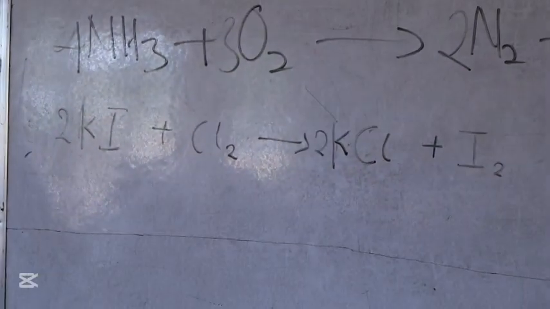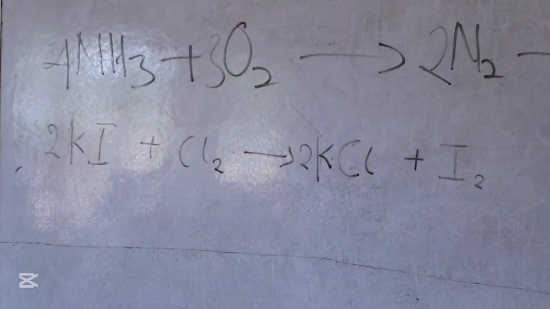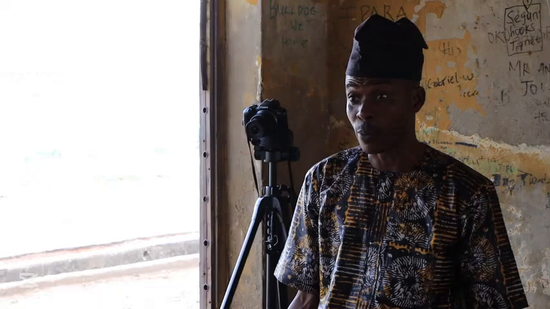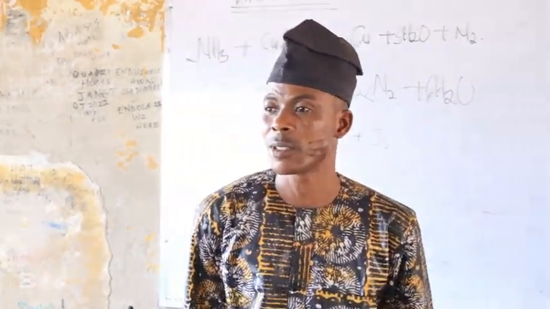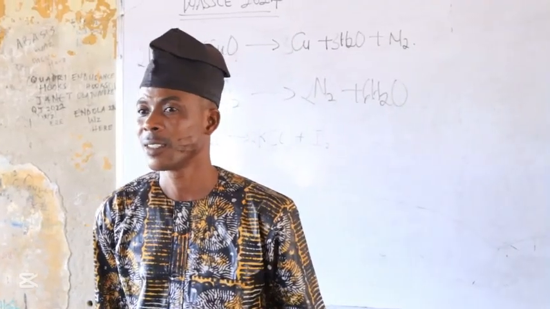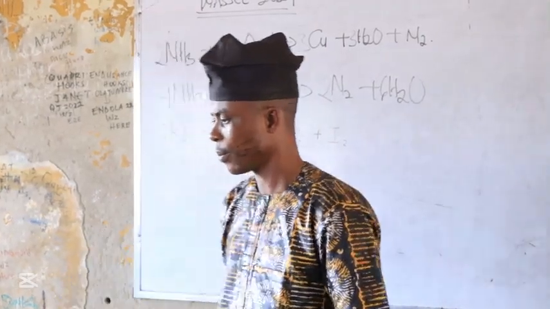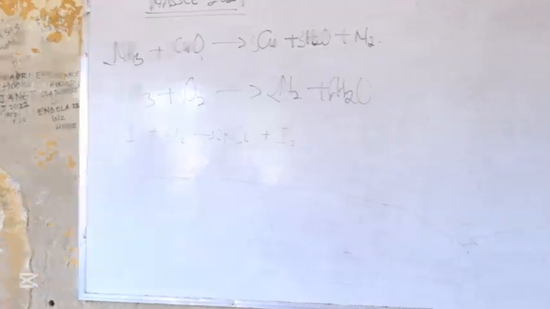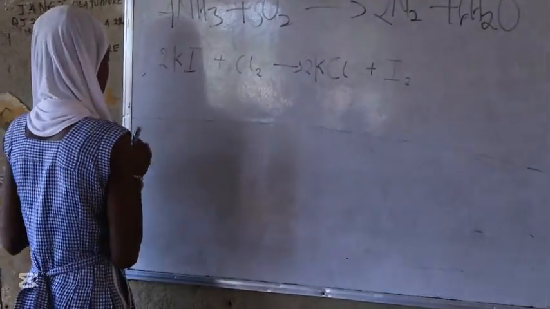between iron and dilute tetraoxosulfate 6. This is also simple. Who wants to try that? Reaction between iron and dilute tetraoxosulfate 6. You want to try? This one is also simple, yes. Let's have it.